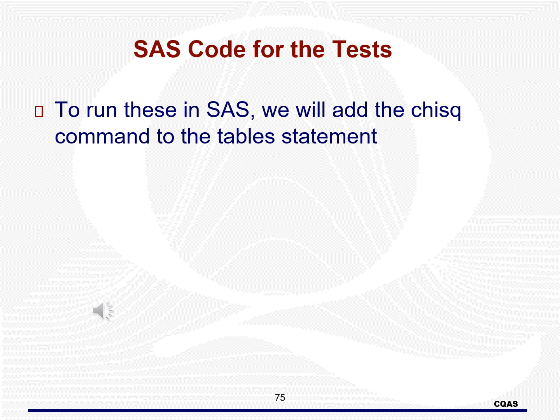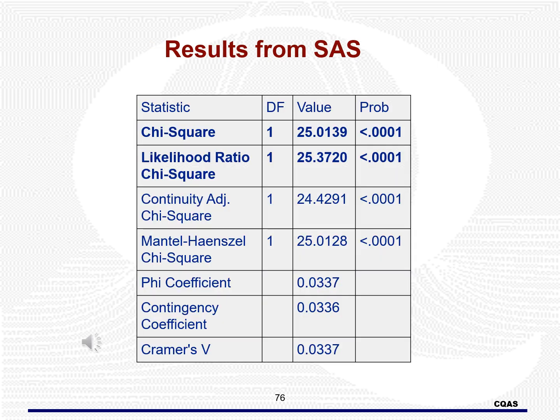We can also create these tests in SAS. To do this, we will add the CHISQ term to the table statement. Let's look at the results. The first two results in the table represent the Pearson and LR tests. The results occur as what we found.